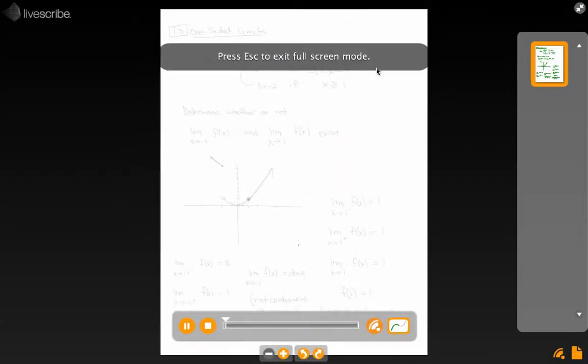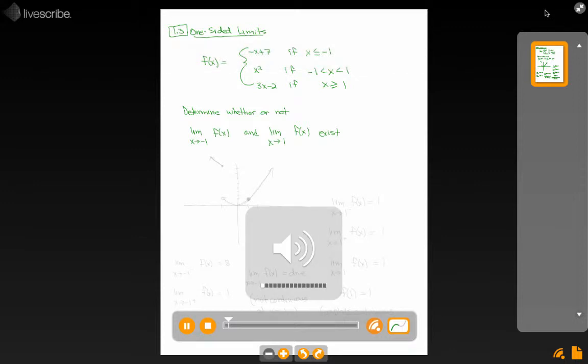This example comes out of section 1.3, one-sided limits. So we're given another one of these piecewise functions. We're told f of x equals negative x plus 7 if x is less than or equal to minus 1. F of x equals x squared if x is between negative 1 and 1. And then f of x equals 3x minus 2 if x is greater than 1.